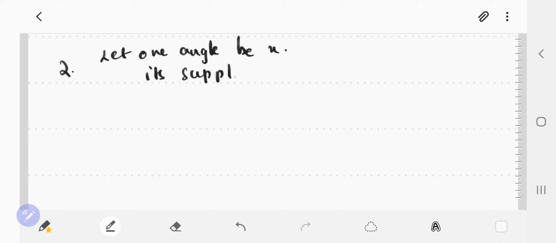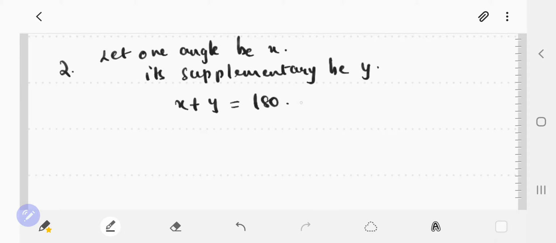Similarly, we have problem number 2. I'll make up the equations and you have to solve them. Problem number 2 says the larger of two supplementary angles exceeds the smaller by 18 degrees. So we do not know them, so let one angle be x and its supplementary be y. What we mean by supplementary is that the addition is 180. So that itself becomes your equation number 1.